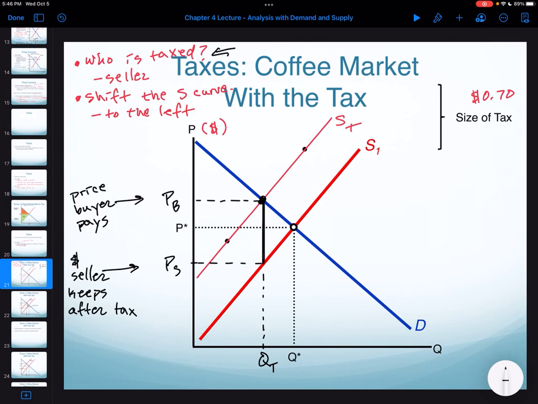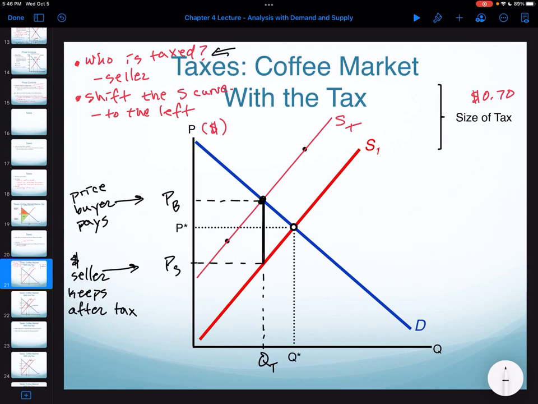All right, so now we've got our key points labeled here, okay? The tax caused the supply curve to shift to the left. We've got that in there. It raises the price to the buyer. We have that labeled. We've now shown what the seller gets to keep after the tax.